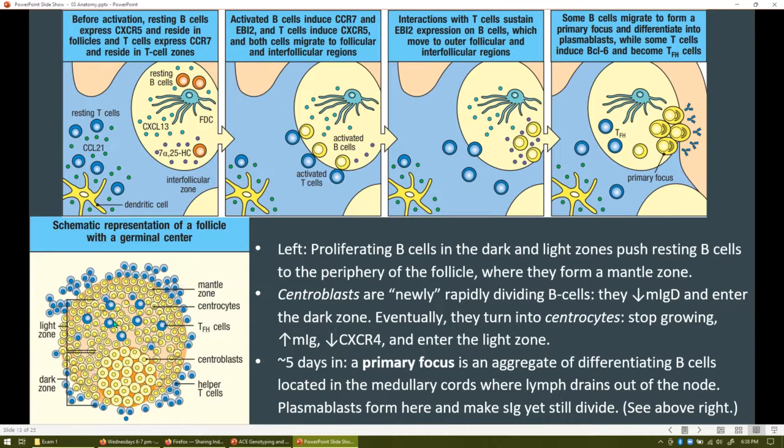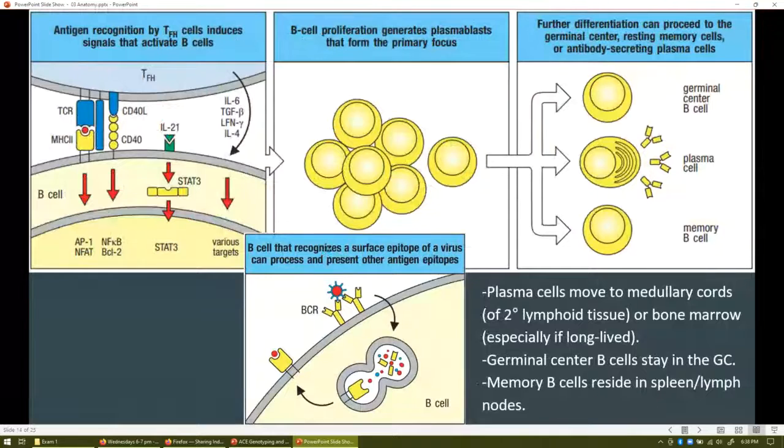They will re-enter the light zone and try to encounter more antigens on follicular dendritic cells. I've said all I really need to say. So B cells give rise to germinal center B cells that are undergoing the affinity maturation reaction. They're mutating their antibody genes and producing higher and higher affinity clones. They also give rise to plasma cells and memory B cells.